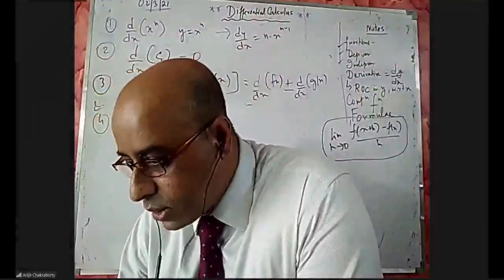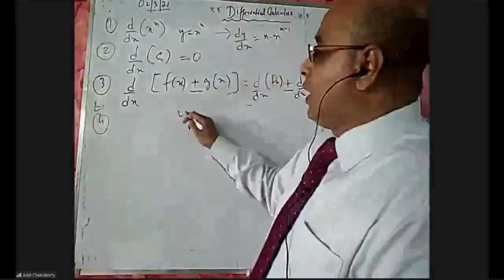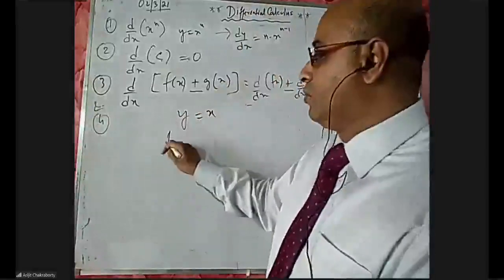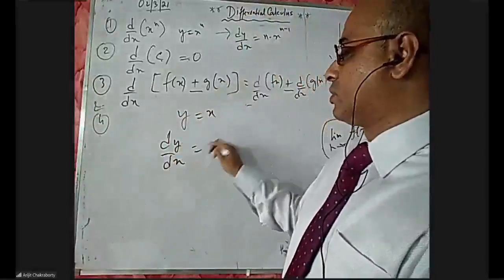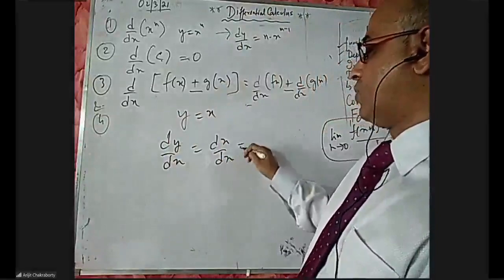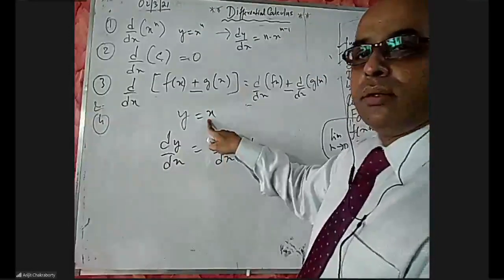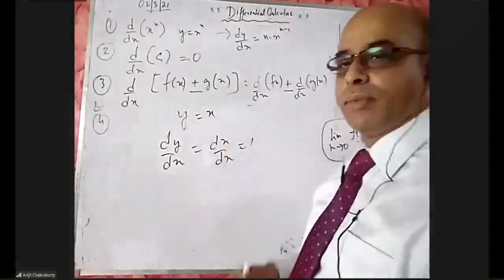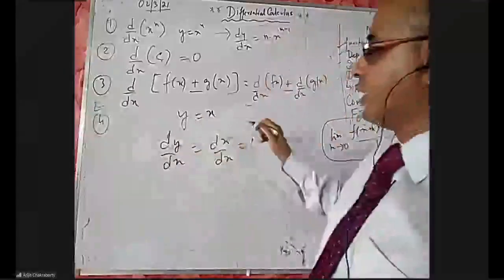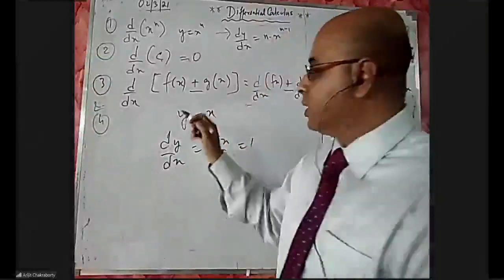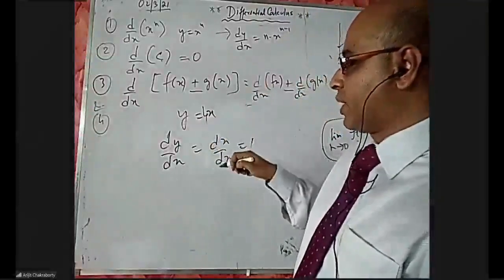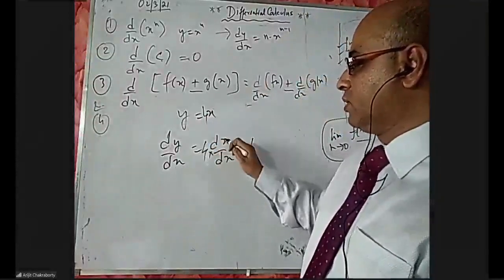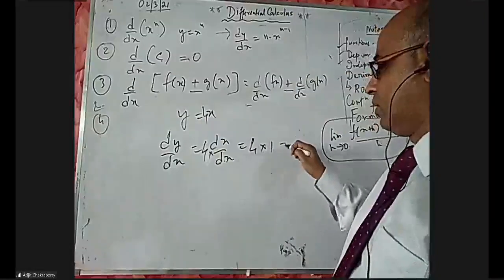Saundarya, you are asking why I wrote dx by dx. Because if y is equal to x, then dy by dx will be equal to dx by dx, which is 1. I wrote dx by dx because the question was y equal to 4x. So I wrote 4 outside into dx by dx. So 4 into 1, which is 4.